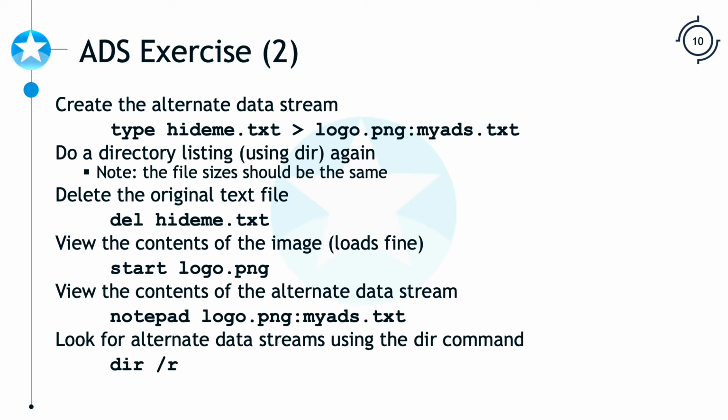Now the interesting thing is if you do a directory listing again, the file sizes look the same. If you compare now versus before, logo.png is still the same size. So let's delete our original hideme. Let's look at our logo. It should load just fine. Now what we can do is use Notepad to load this alternate data stream. We can then use dir with this /r option to identify these alternate data streams.